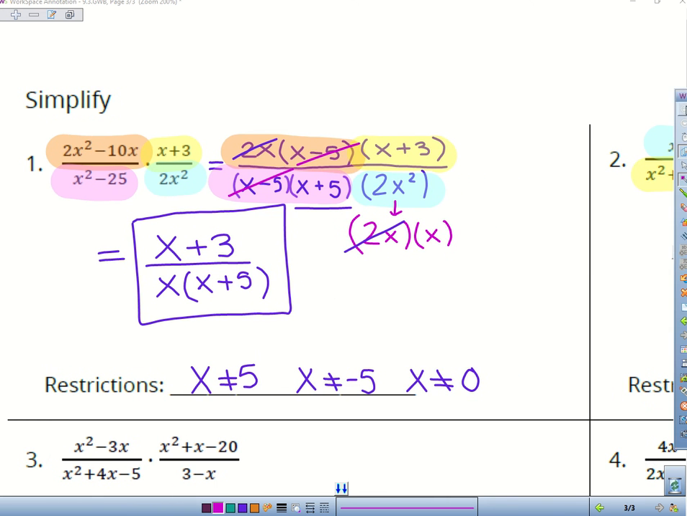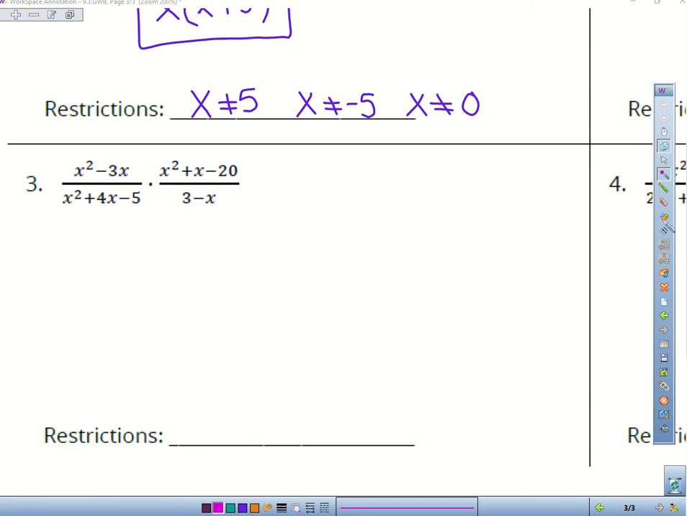So now we're moving on to number 3. So I have a lot to factor here. I'm going to factor the first one. Yeah, go ahead. You can take an x out. Very good. So if we take an x out, we're left with x times x minus 3.